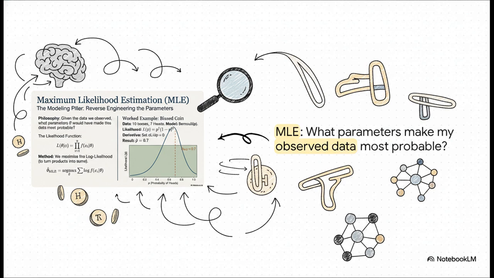We just ask a simple question. Given the data I actually saw, what setting for my model would have made this outcome the most likely, the most probable? The biased coin example is just perfect for this. If we see 7 heads in 10 tosses, well, the parameter that makes this data most probable is, pretty intuitively, a probability of 0.7. We just find the very peak of that likelihood curve.